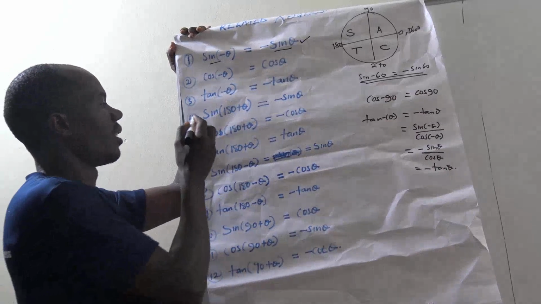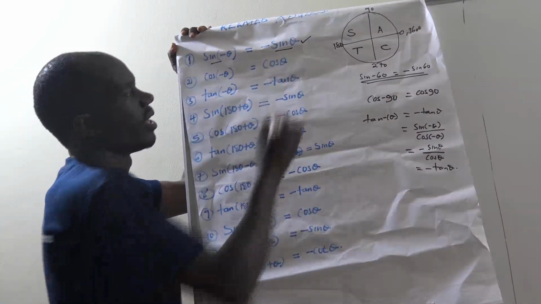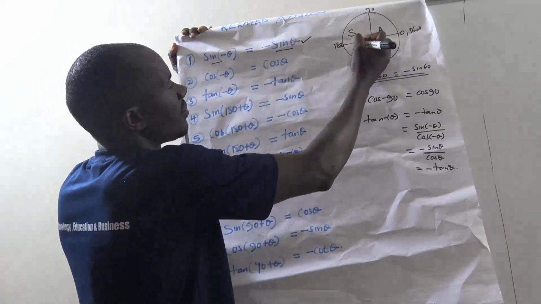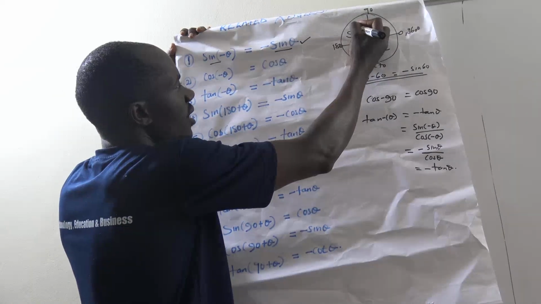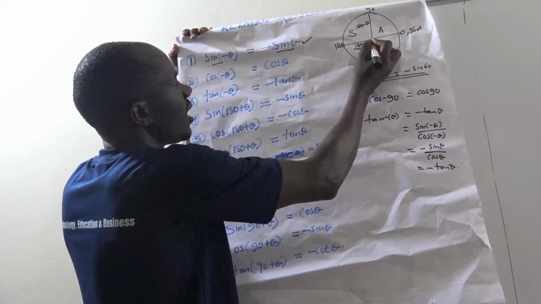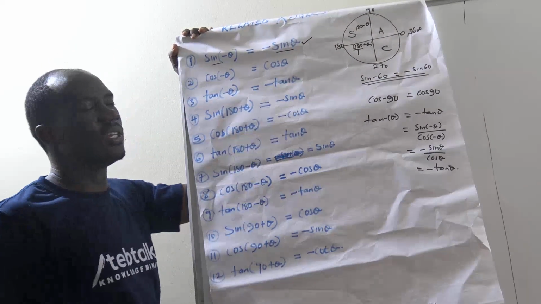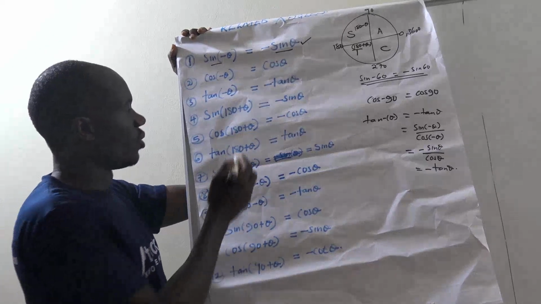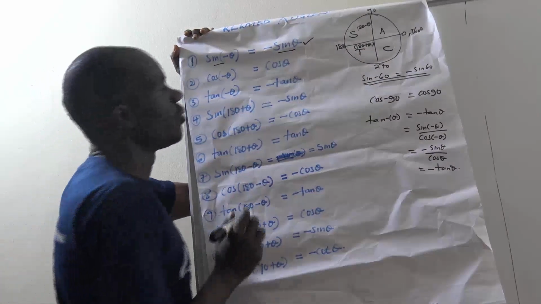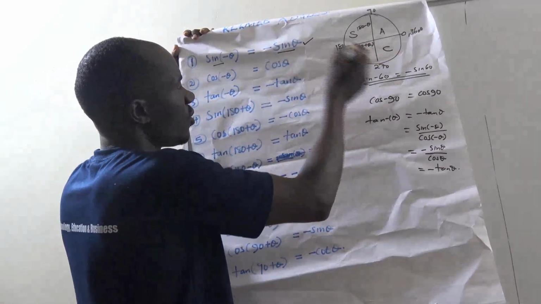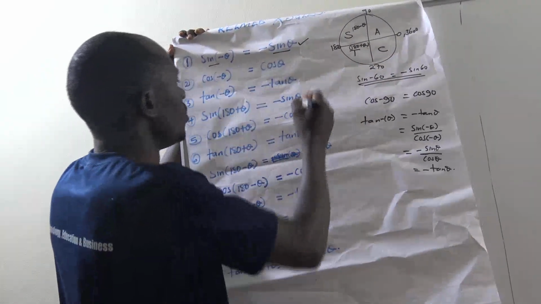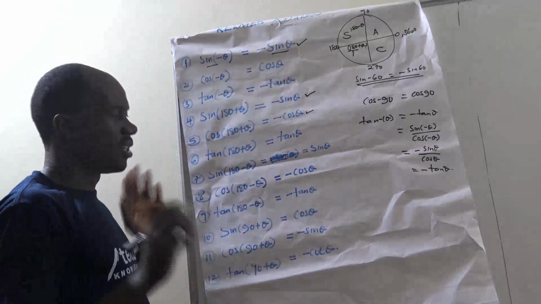We are also moving to another one: sine of 180 plus theta. When you get the addition here, 180 plus theta, in this quadrant it is going to bear a negative sign. So sine of 180 plus theta is automatically the same as negative sine theta. Equally, cos of 180 plus theta is the same as negative cos theta. These ones I want you to know, and there is no debate on that.